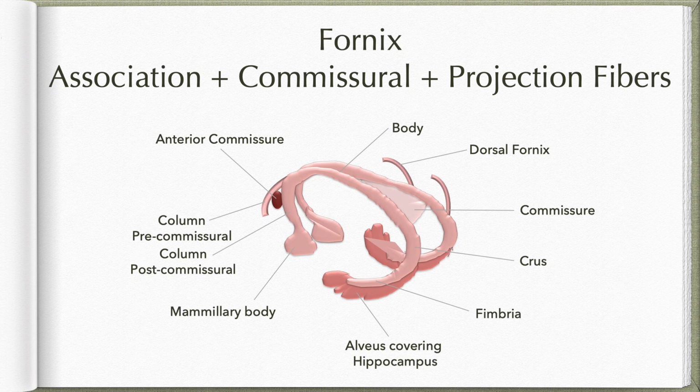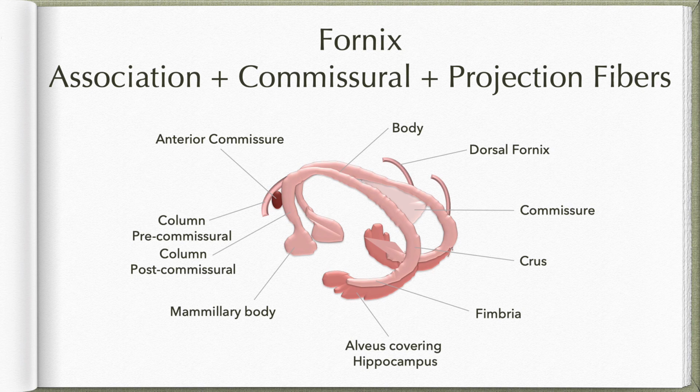The right and left fornix are joined together through the commissure of the fornix. That is, the fibers which are starting from the left-sided hippocampus will ascend through the fornix of the left side. They shift to the right side at the commissure of the fornix. They go in the opposite direction to reach the right-sided hippocampus. So these are the commissural fibers.